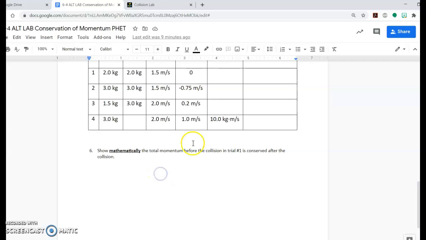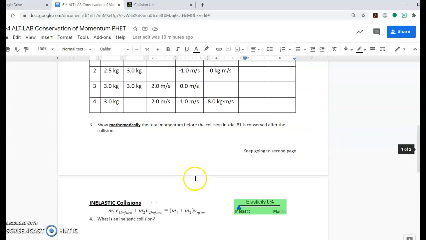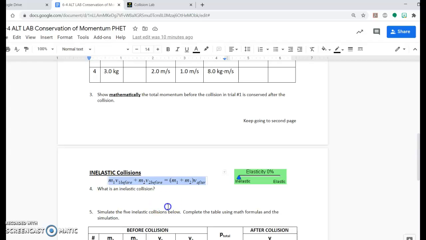And then once you are done filling out this table, I want you to again show me mathematically the total momentum before the collision in trial 1 is conserved after the collision. So again, showing me mathematically this trial right here. So you're using this mass, you're using these velocities, and you're going to use the after as well. And feel free to use this equation right up there. That's the inelastic collision equation.